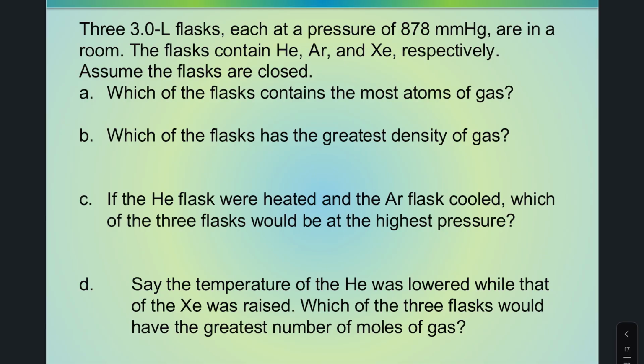Well, we know from the 22.4 liters per mole that this is going to always be the same amount. Each one has the exact same pressure, so we will say that there is going to be the exact same amount of moles. And so all flasks are going to contain the same number of atoms if they all have the exact same pressure and they are exactly the same volume.